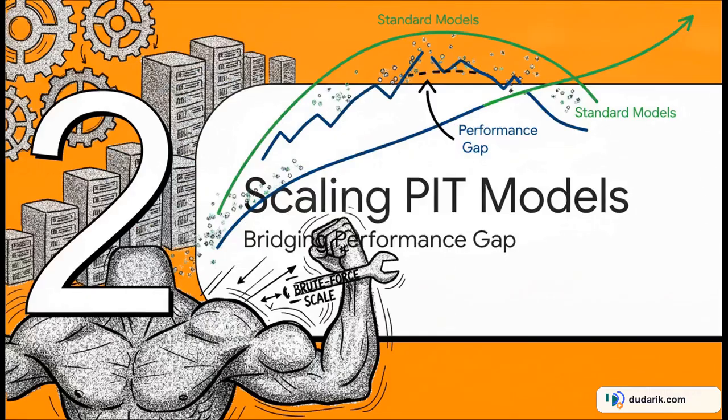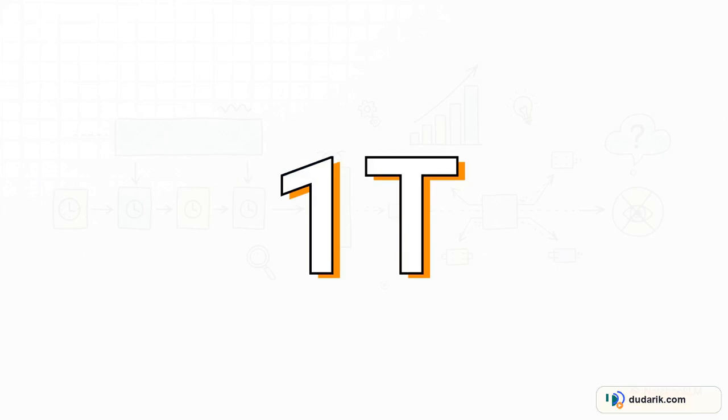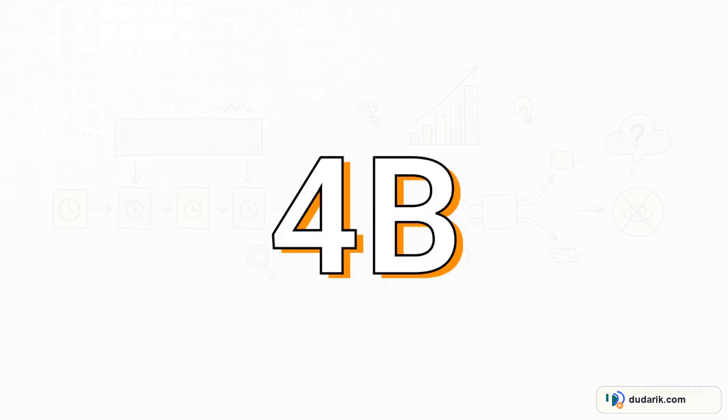Moving on to Section 2, scaling point-in-time models and bridging that performance gap. Historically, these point-in-time models kind of felt flat compared to standard ones. But researchers just proved you can actually brute force this gap closed with sheer volume. We're talking 1 trillion tokens. They took the massive FineWeb dataset, strictly filtered it by date, and trained decoder-only transformers entirely on these chronologically pure tokens.